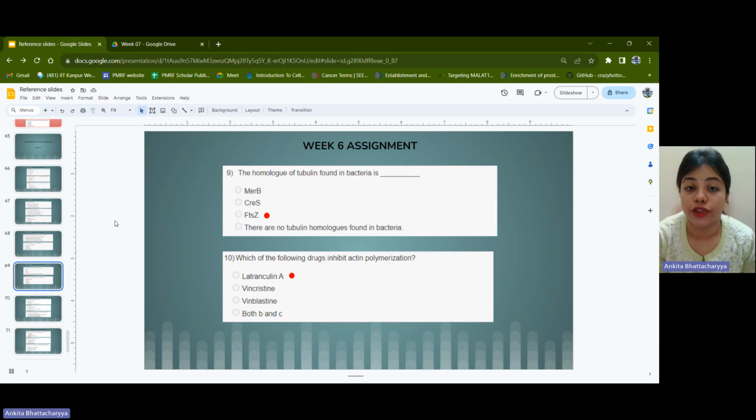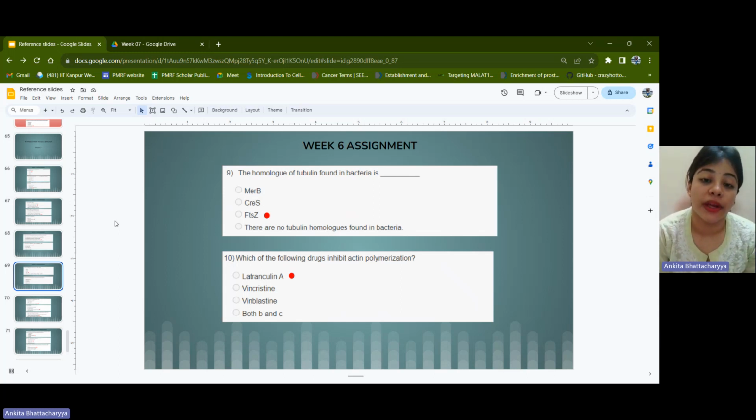The homologue of tubulin, which is found in bacteria, is MreB, CreS, FtsZ, or there are no tubulin homologues. So we have discussed this several times in the last 2 weeks, and the correct answer for this is that it is FtsZ, which would be option 3, and that is the correct answer.